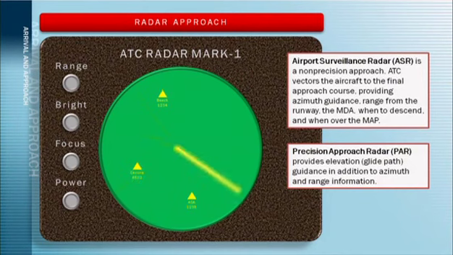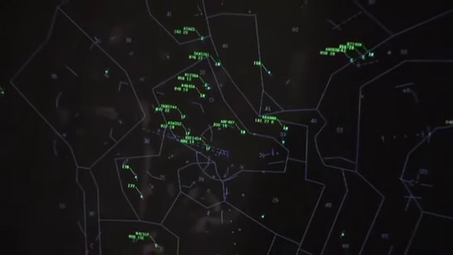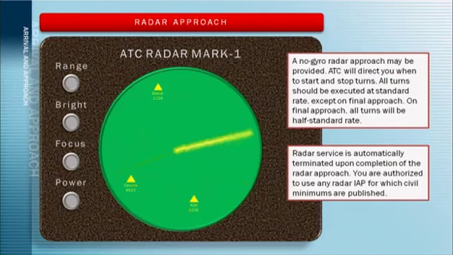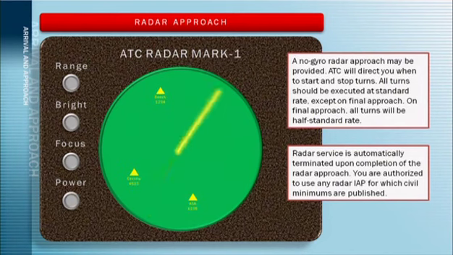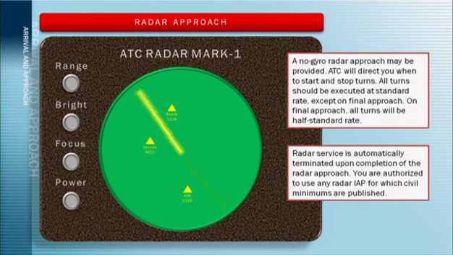Precision approach radar, or PAR, provides elevation or glide path guidance in addition to azimuth and range information. Now, occasionally, a no gyro radar approach may be provided as well. A no gyro approach is where the controller provides information on when to start and stop your turns. In a no gyro approach, all turns are executed at standard rate, except on final approach when they are executed at half standard rate. Again, this is not an approach you normally fly at the end of a day, but is something you need to know in case of an emergency. Radar service is automatically terminated upon completion of the radar approach. You are authorized to use any radar IAP for which civil minimums are published.